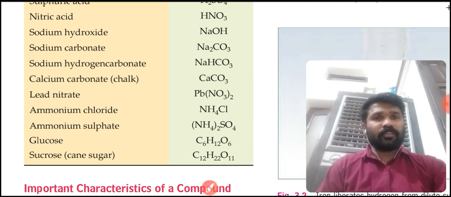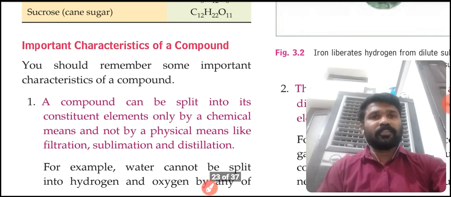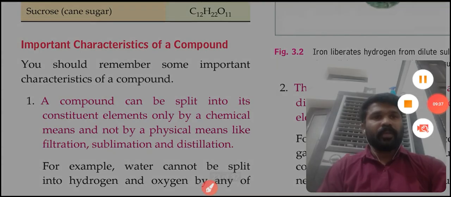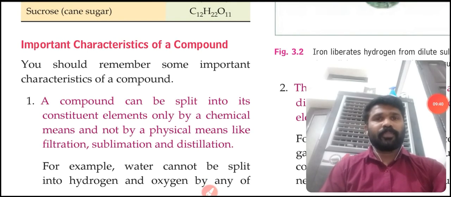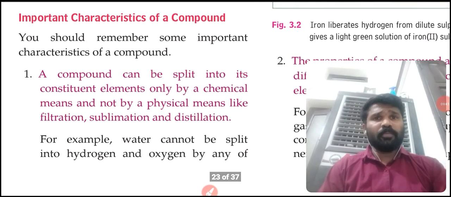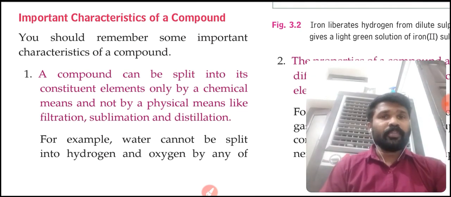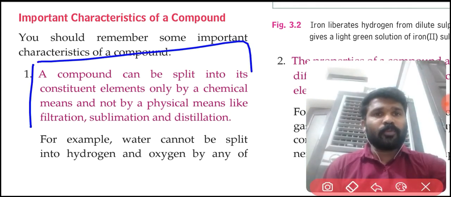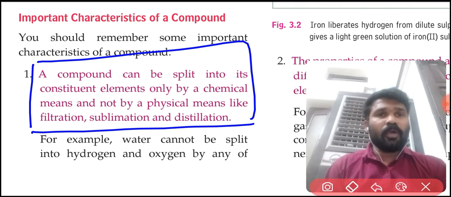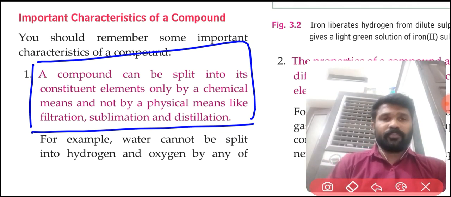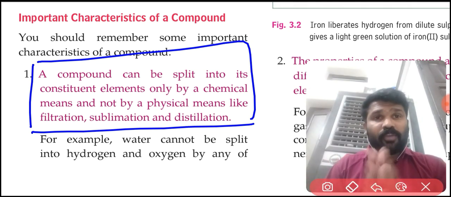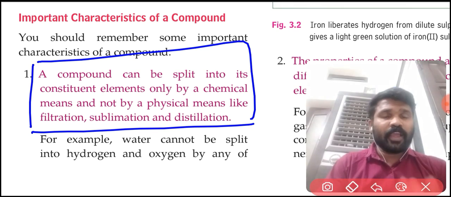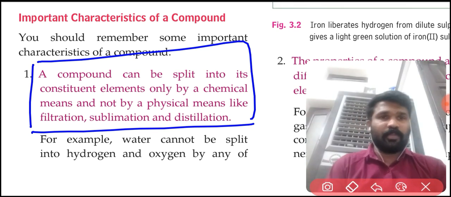Now we are going to discuss the important characteristics of a compound. You should remember some important characteristics of a compound from these points. First one, a compound can be split into its constituent elements only by chemical means and not by physical means like filtration, sublimation, distillation.